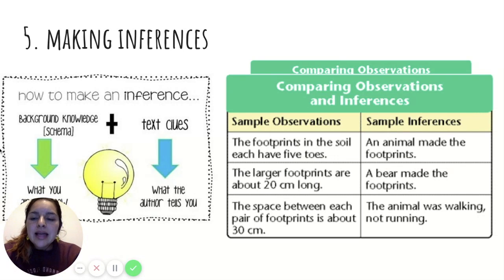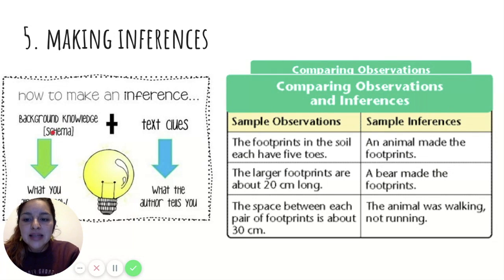Yes. Then the 5th strategy is making inferences. Again, this is a process that the brain does very quickly and naturally, but sometimes we need to do it on purpose. Yes, we need to say, okay, so what can I infer from here? Sometimes it comes naturally, some other times we need to make it happen.